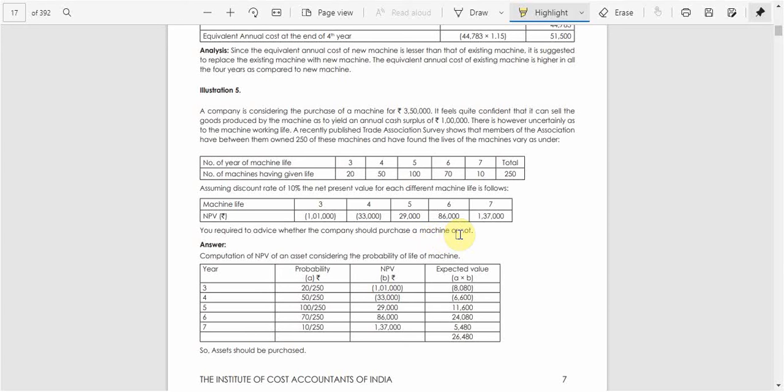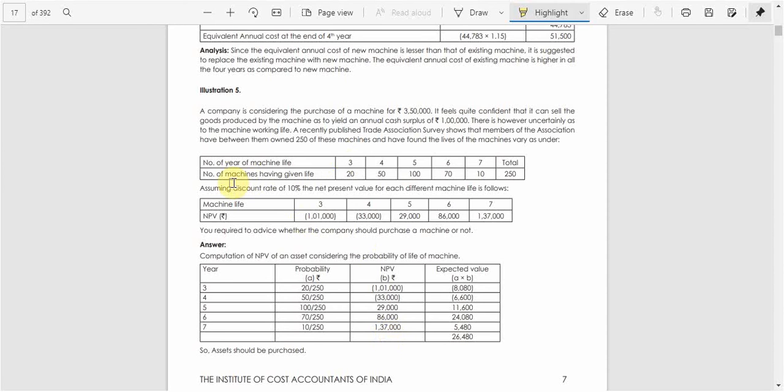Here, the main point is that the life of the machine will vary and the company is not certain about that. So how to compute this? It is like a computation of NPV of an asset considering the probability of the life of the machine. Here it is given as years 3, 4, 5, 6, 7, and the NPV values are minus 1,01,000, minus 33,000, 29,000, 86,000, and 1,37,000. We need to calculate the probability of the life of the machine.